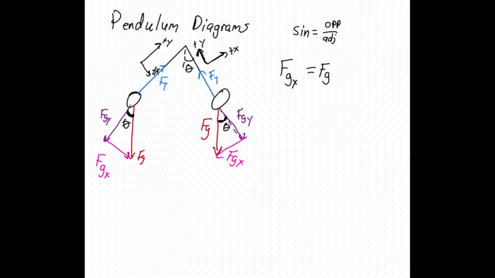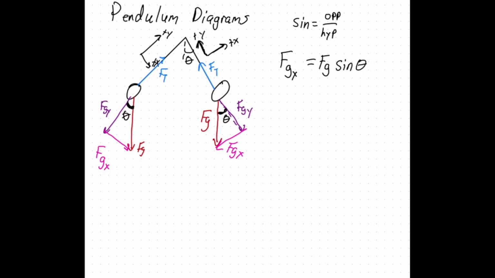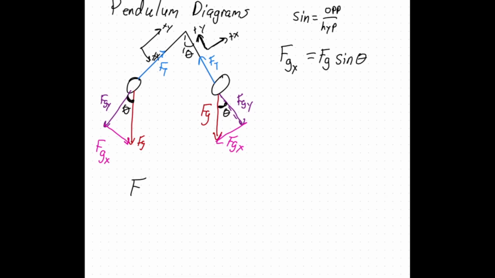Sorry, it's not opposite over adjacent, it's opposite over hypotenuse. So then my Fg x, being the opposite leg of this triangle, would be Fg times sine of theta. So I have an equation that says the force that is causing me to go on that circular path is Fg times sine theta. And this will actually be our net force, because the y component will be canceled with the tension force.